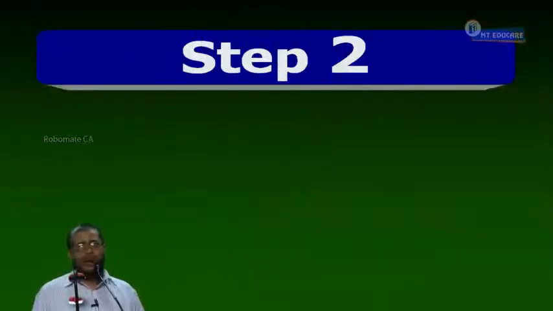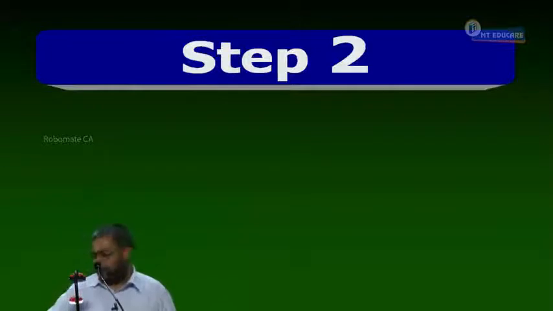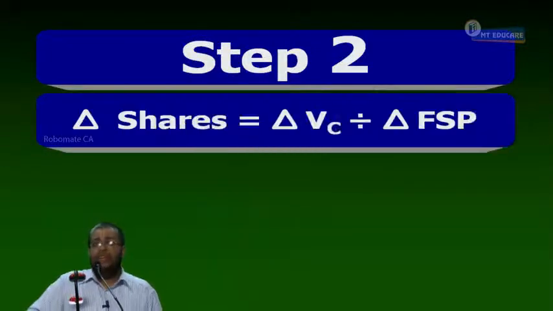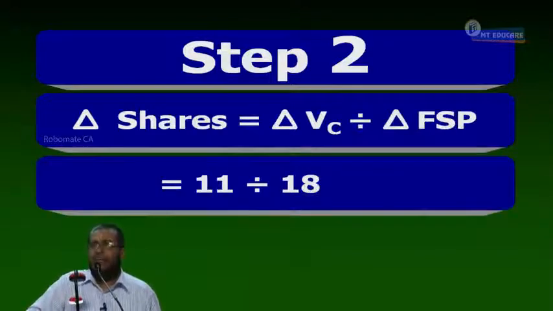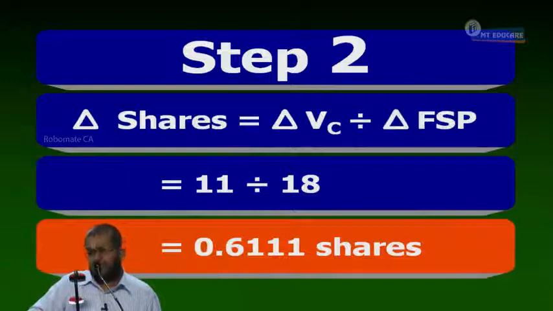Now, step two is what? Delta shares. Tell me what the formula for delta shares is? Change in VC divided by change in FSP. Tell me the number here. 11 divided by 18. That gives you how many shares? 0.6111 shares is the delta shares. Am I right or not?